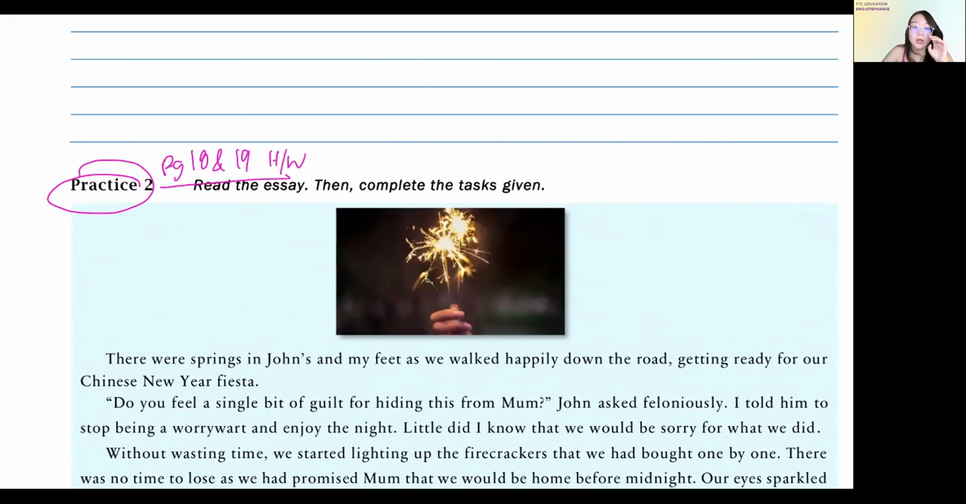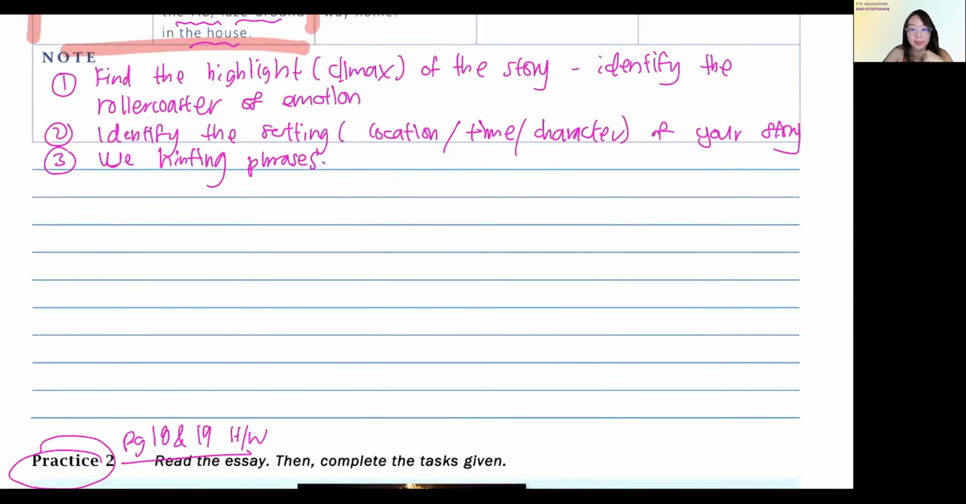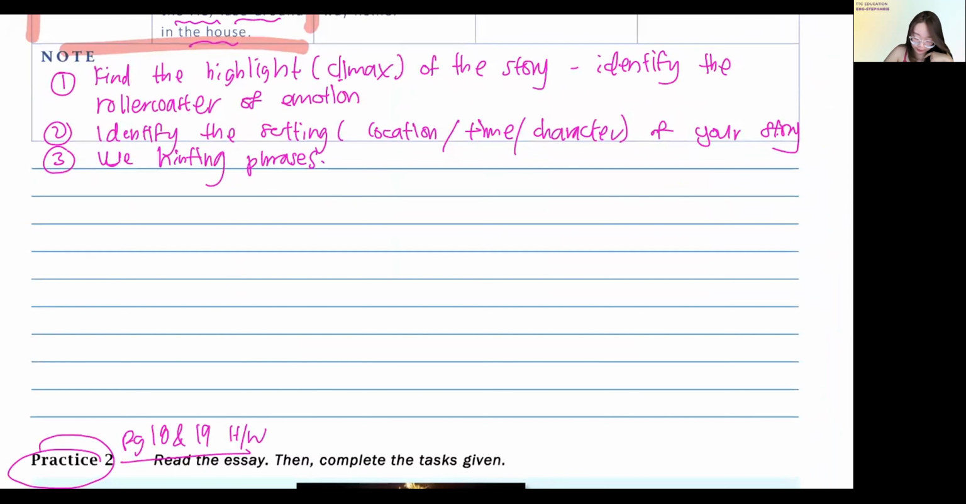Again, if possible, WhatsApp me your homework. Otherwise, I will try to discuss a bit before we dive right into our week 4 syllabus. And this is how I write it.